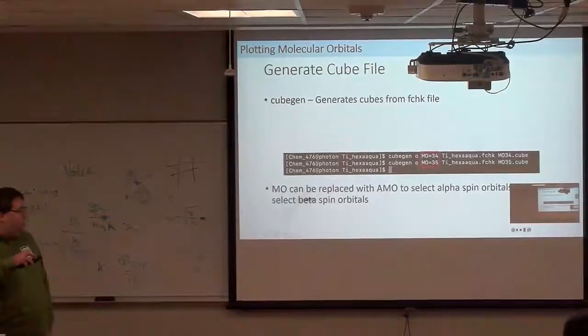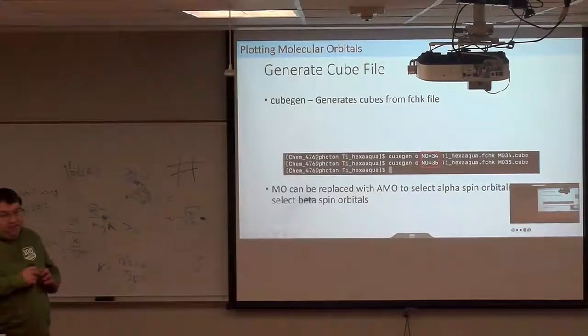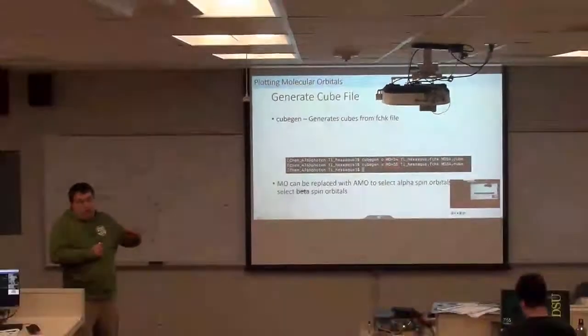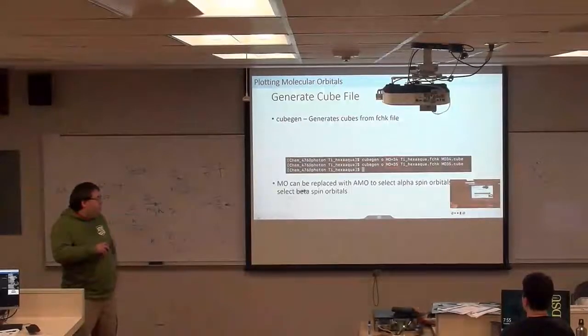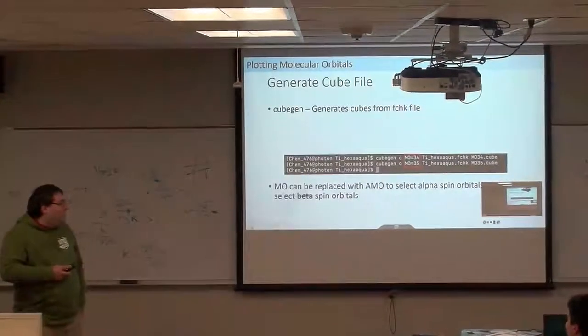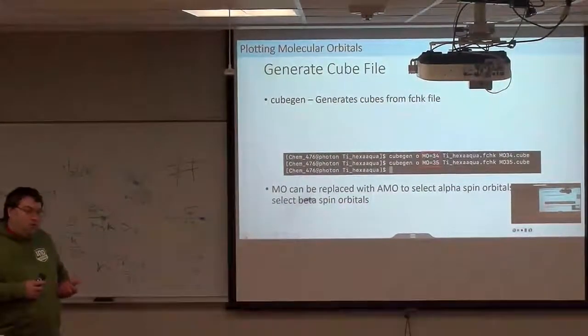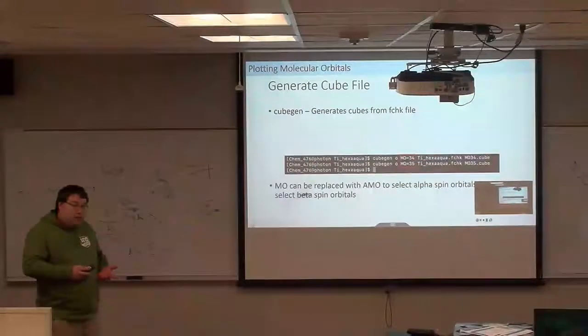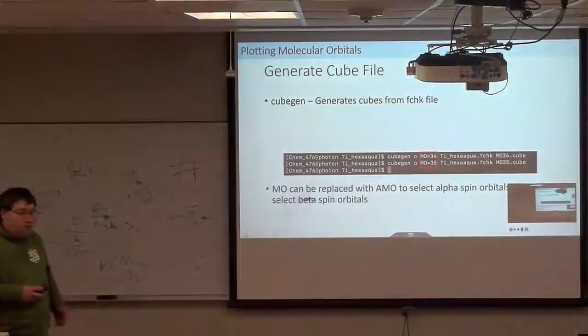And the area that I have boxed here in red, there are several different options you can use. So what I have here is MO equals N, which lets us specify which specific molecular orbital we're looking at. You could also use AMO and BMO equals N. Those will select the alpha or beta spin occupancy orbitals.